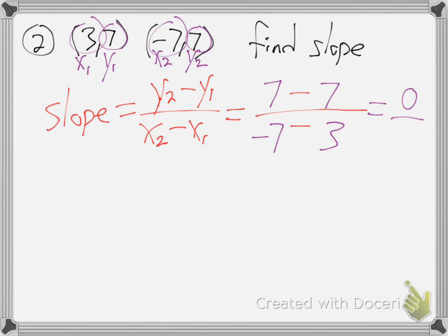The bottom, what is minus 7 minus 3? It's minus 10. But 0 over anything is just 0. Right, you good with that?